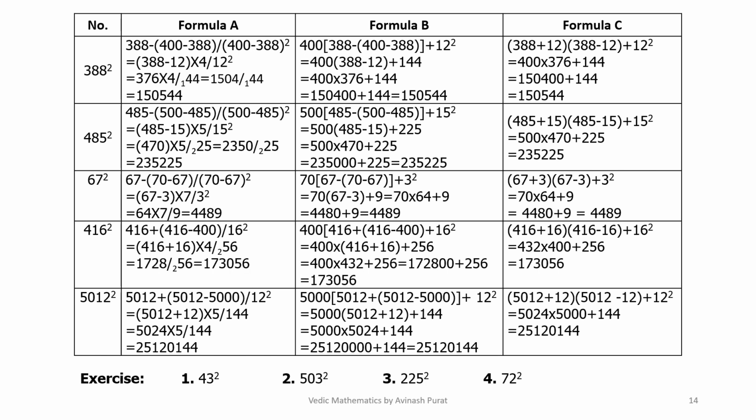Next example, 485 square. 485 minus (500 minus 485) stroke (500 minus 485) square, that is 485 minus 15 multiplied by 5 stroke 15 square, equal to 470 into 5 stroke 225, equal to 2350 stroke 225. That gives the answer 235225.